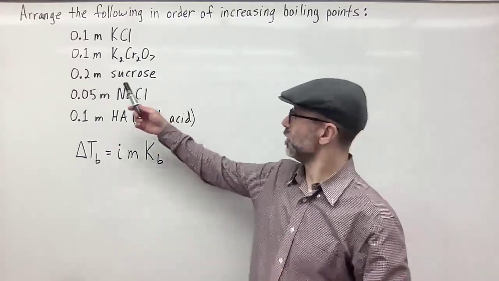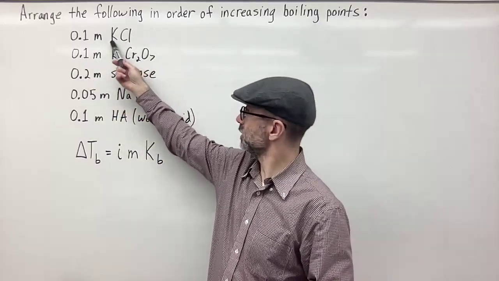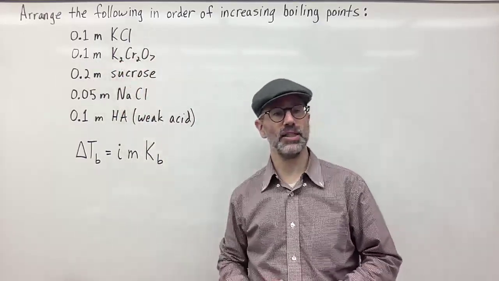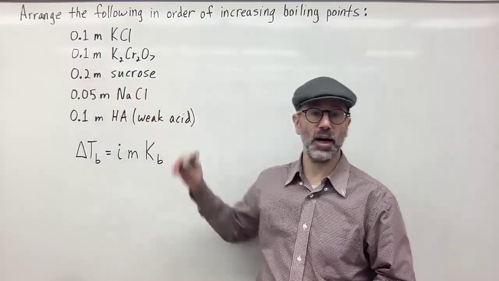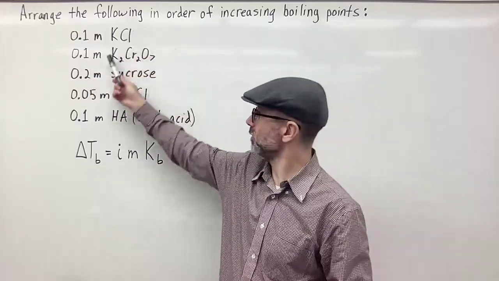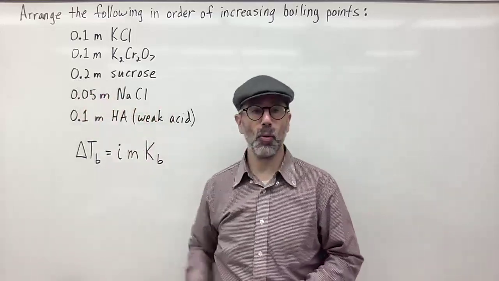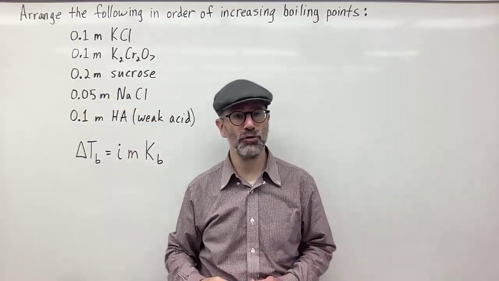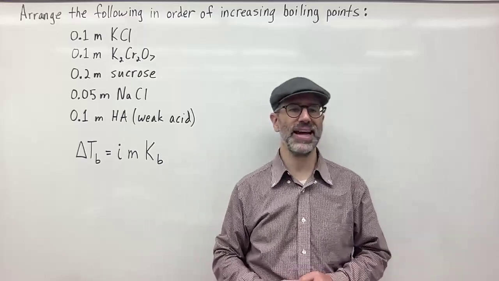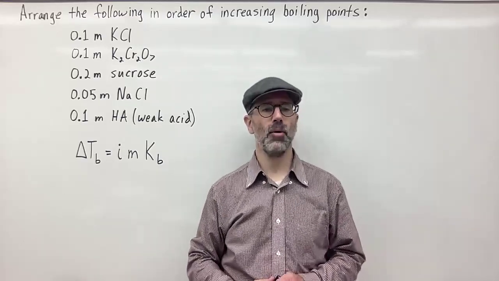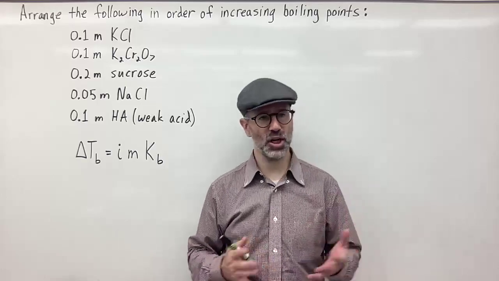So we have 0.1 molal of KCl, which is potassium chloride. We have 0.1 molal of potassium dichromate, K2Cr2O7, 0.2 molal of sucrose, 0.05 molal of sodium chloride, and 0.1 molal of a weak acid. We're just going to call that HA.